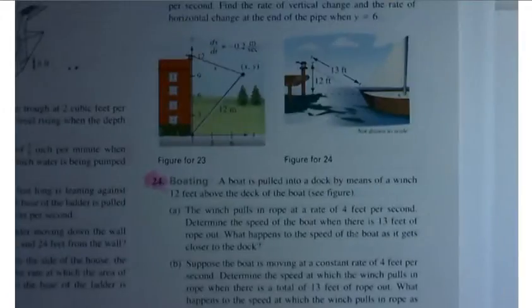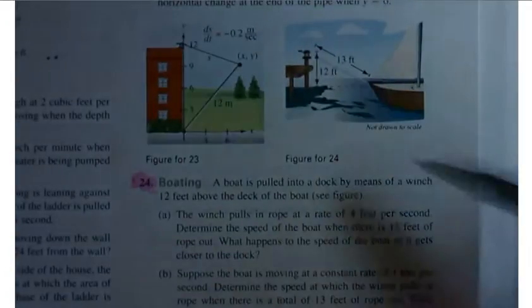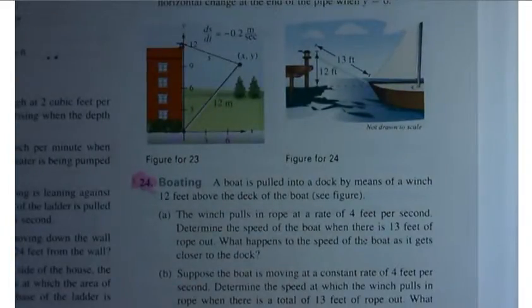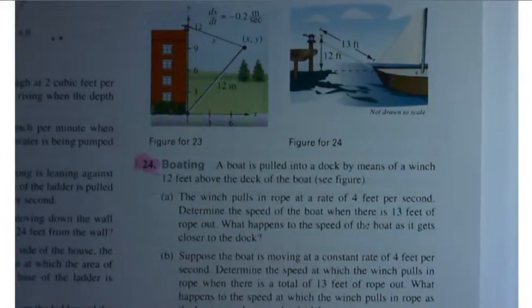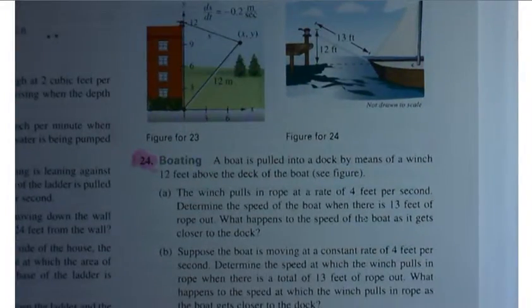So, a little boating problem. They've got a nice little diagram here for us. It says a boat is pulled into a dock by means of a winch 12 feet above the deck of the boat. The winch pulls in rope at a rate of 4 feet per second. Determine the speed of the boat when there is 13 feet of rope out. What happens to the speed of the boat as it gets closer to the dock?